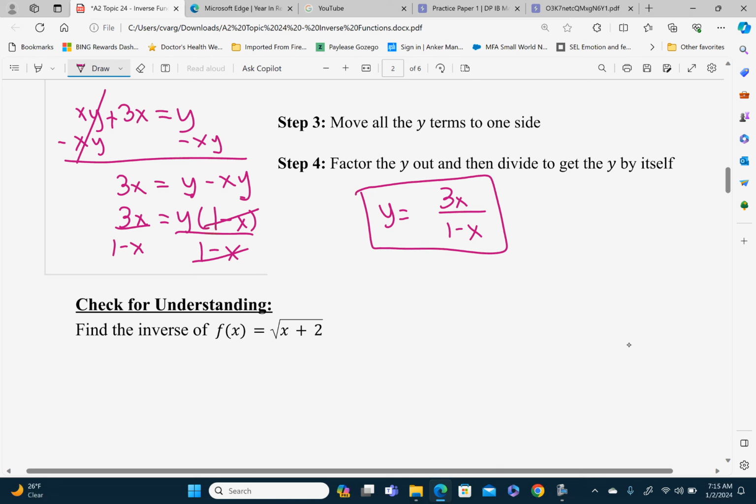So then I'm asking you to go ahead and find the inverse. This is our check for understanding. So do the check for understanding, show me, and then you can go on to the Delta Math questions.